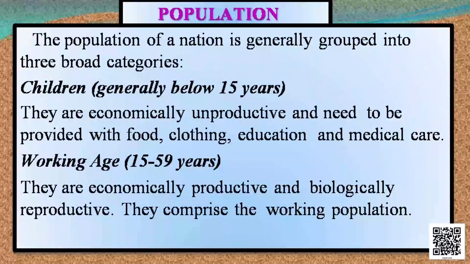Moving on to the next category of the population, that is working age, or we call them the independent population. Their age category remains between 15 and 59 years. Working age or independent people are economically productive, biologically reproductive and they comprise the working population.